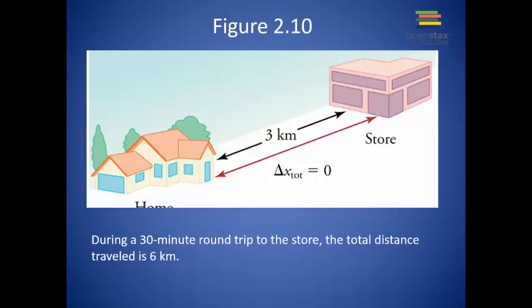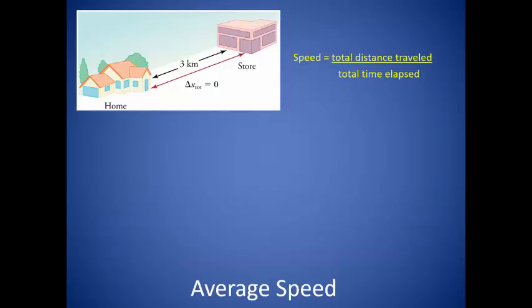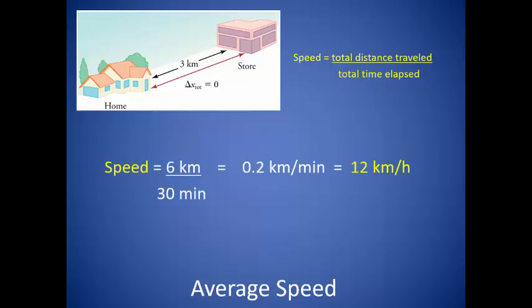Let's take an example of a trip to the store 3 kilometers away. The entire trip takes 30 minutes. Your average speed is equal to the total distance traveled divided by the elapsed time. So in this case, our total distance is 6 kilometers, and it took us 30 minutes to cover that distance. This gives us an average speed of 0.2 kilometers per minute, or 12 kilometers per hour.